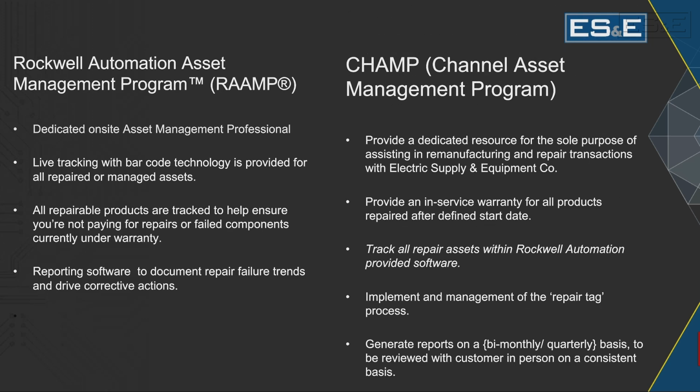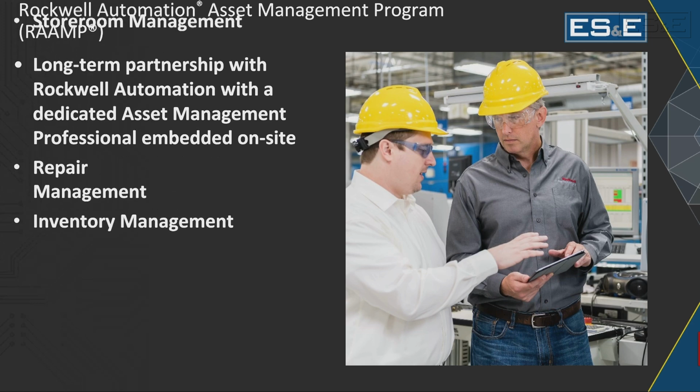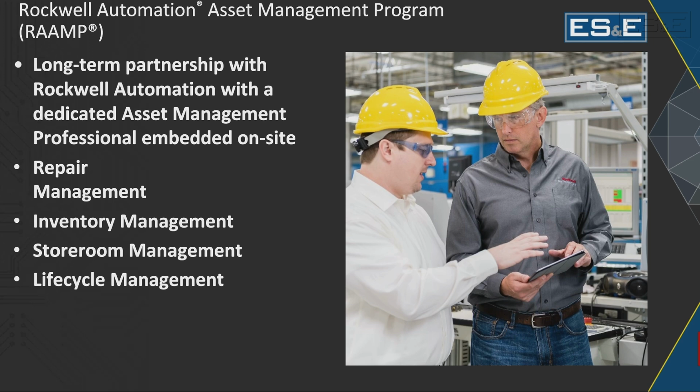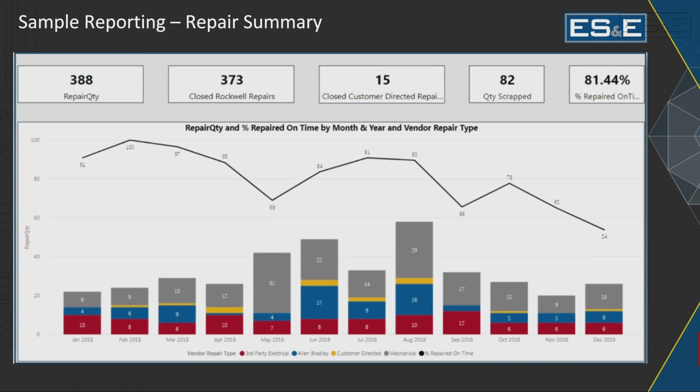And then we talk about generating reports on a bi-monthly or quarterly basis, and that helps show you where your spend is, what assets have been in the system, and some of the cost savings associated. Again, this is the RAMP, a long-term partnership with a Rockwell Automation embedded person on site. These are some of the benefits they provide: storeroom management, repair management, and life cycle management. I wanted to show you some sample reporting of what you will get with the CHAMP personnel.